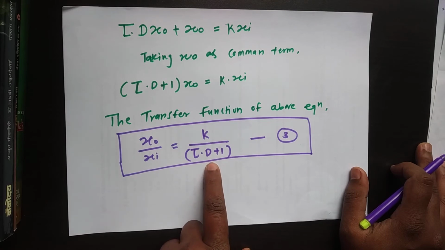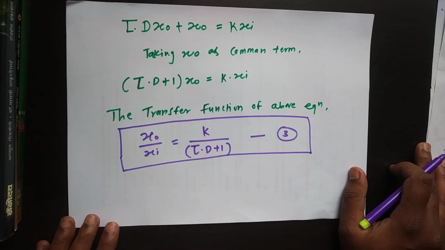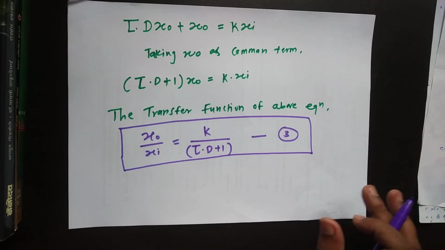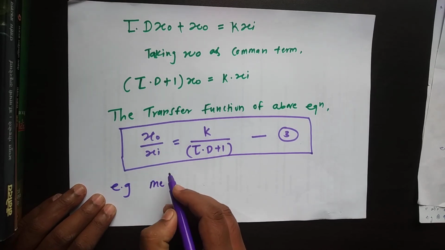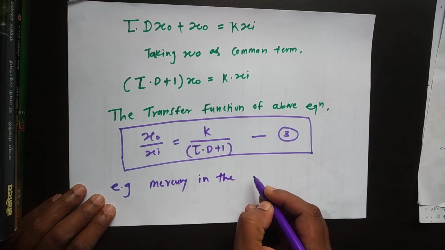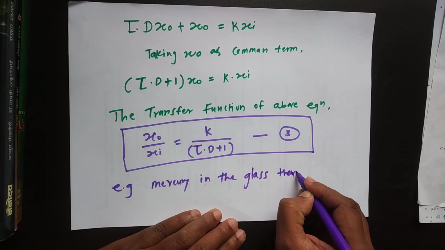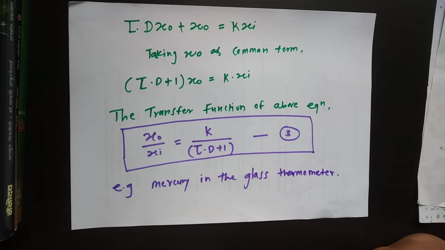D is related to differentiation. So this whole equation, equation number 3, is nothing but the equation for the first order instrument. One example of a first order instrument is the mercury in glass thermometer.